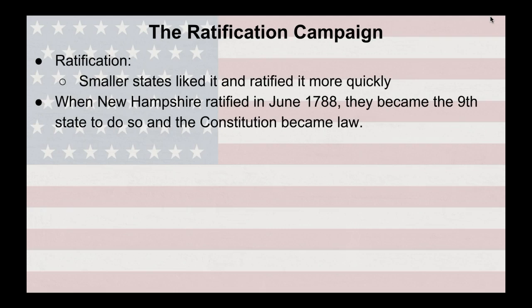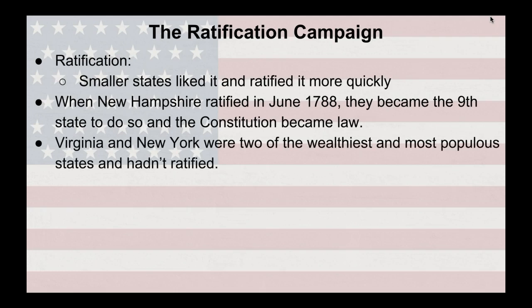However, even though we have 9 states that have ratified it, we have some very large holdouts. Virginia, as we've already talked about, as well as New York, are 2 of the wealthiest and most populous states. Even though 9 states have already ratified it and it is essentially law, Virginia and New York hadn't. It would be really hard to have a successful new republic without the wealthy and populous Virginia and New York. If they were to go their own way, it could spell disaster for the new nation.